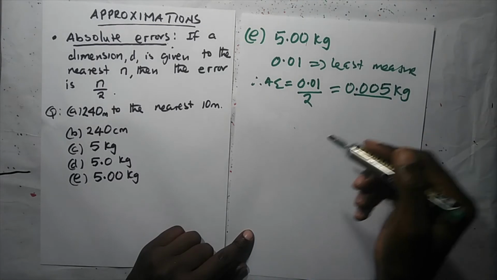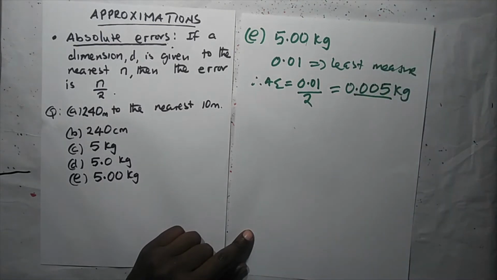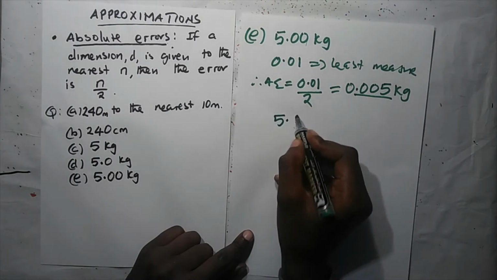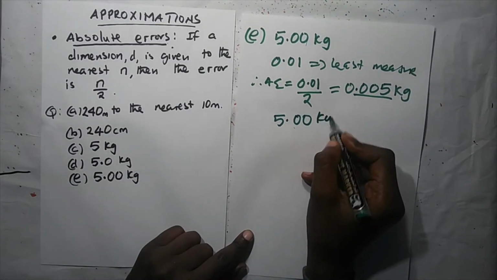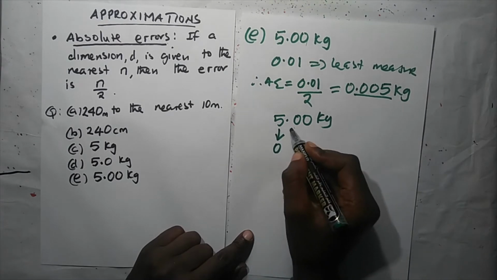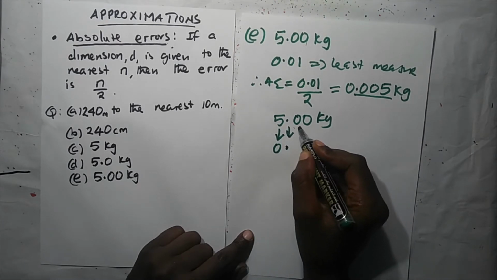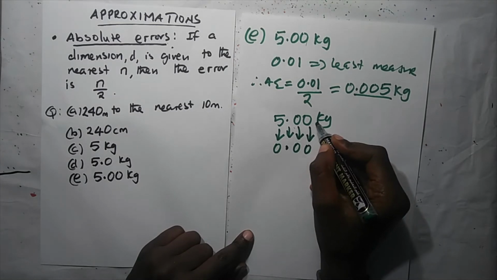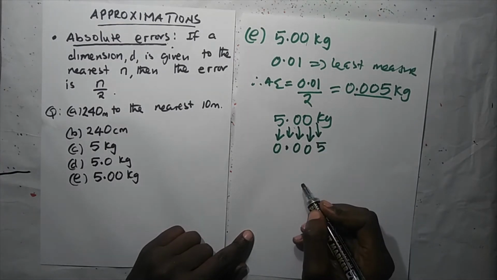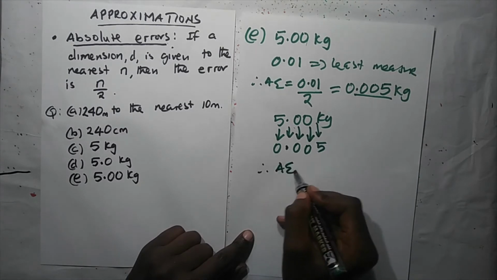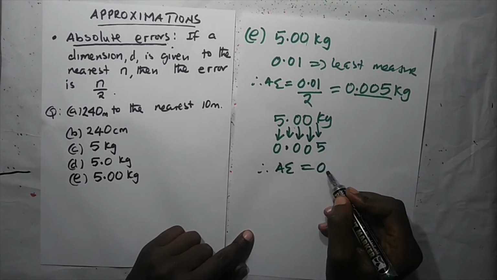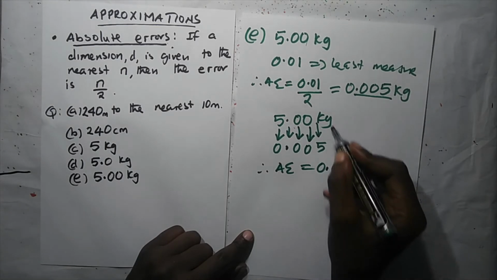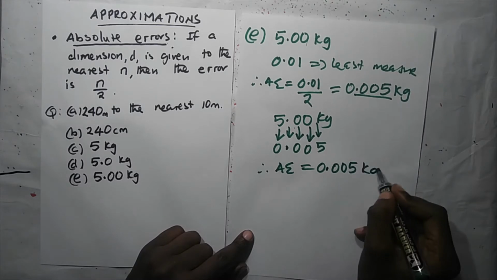Or you can use the shortcut that I showed you in the previous question, in part D of the question, where you just say 5.00 kgs, and then under the 5 you put a 0, under the decimal point you put a point, under this number you put a 0, under this number you put a 0, and at the end where there's no number you put a 5. And so you have the absolute error as 0.005. And since the units here are kgs, we are going to have kgs here.